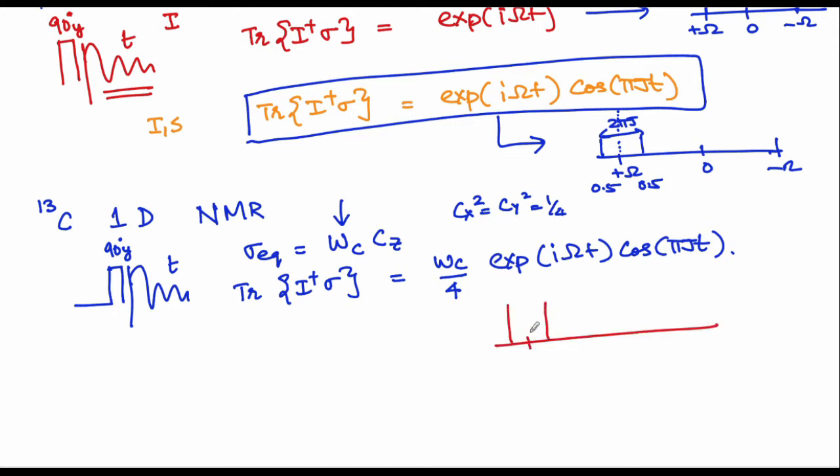So therefore, you're going to end up getting a spectrum that looks like this. So you're going to have omega C by 4 times 1 over 2, so omega C by 8. Omega C by 8 will be the intensity for this, and split by 2 pi J, centered around capital omega C. So this is what we would get when you apply a simple one-dimensional NMR spectrum.